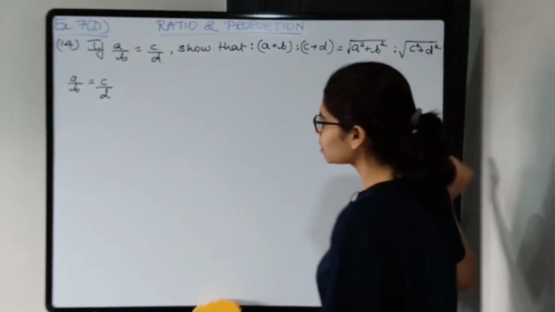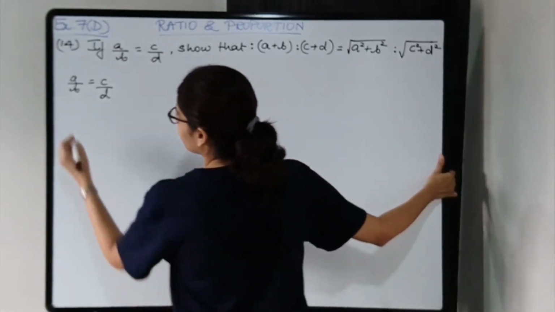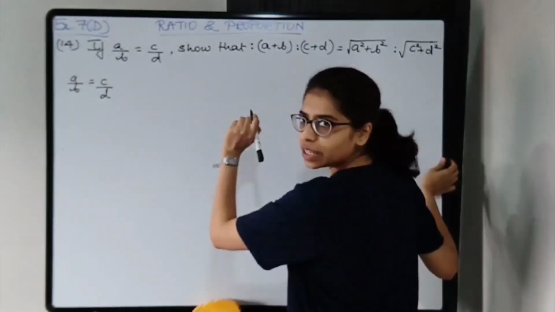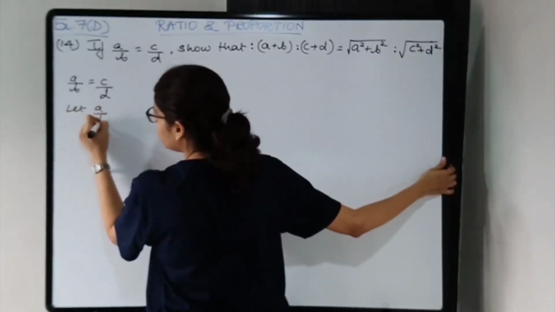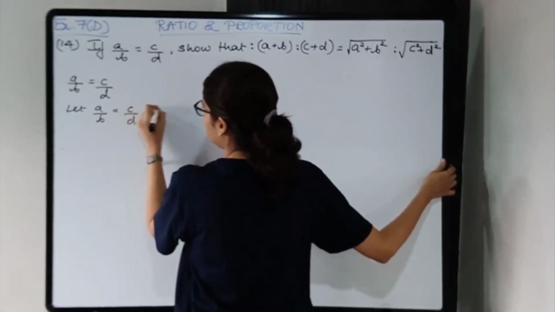So this is the given information. Now we'll take this equal to K. So let a upon b equal to c upon d be equal to K.